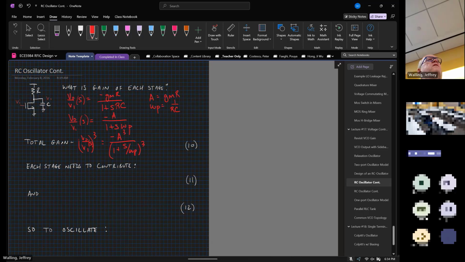Okay. Now, in order for this to oscillate, I need each stage to contribute exactly 60 degrees of phase shift. If I have three stages that are identical and they each contribute 60 degrees, I'll get my 180 degrees. And I already have the minus sign giving me the other 180 degrees. So I'll have oscillation. So I can find that the tan inverse of omega over omega_p has to equal 60.